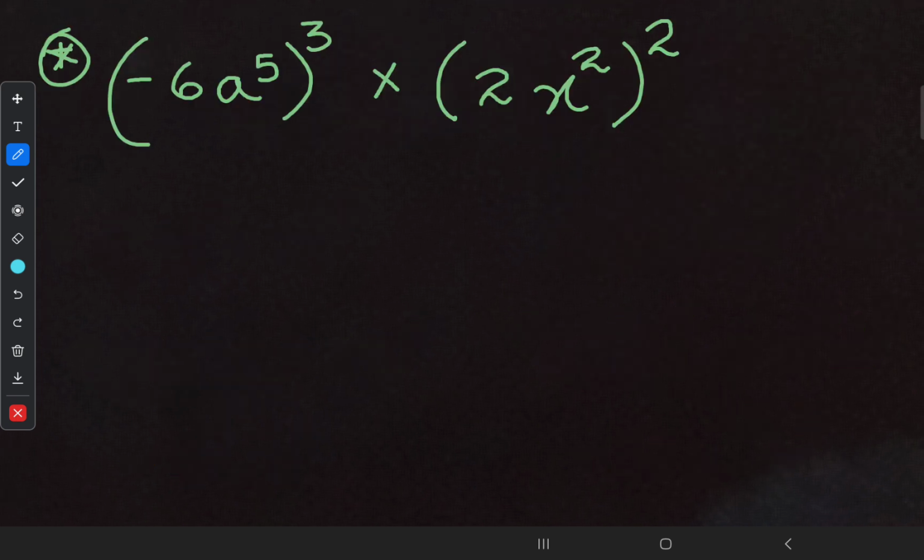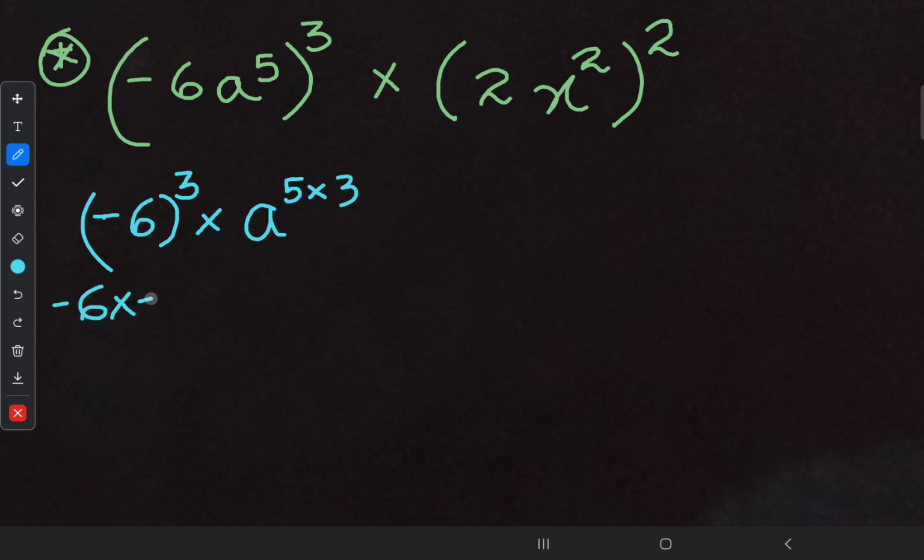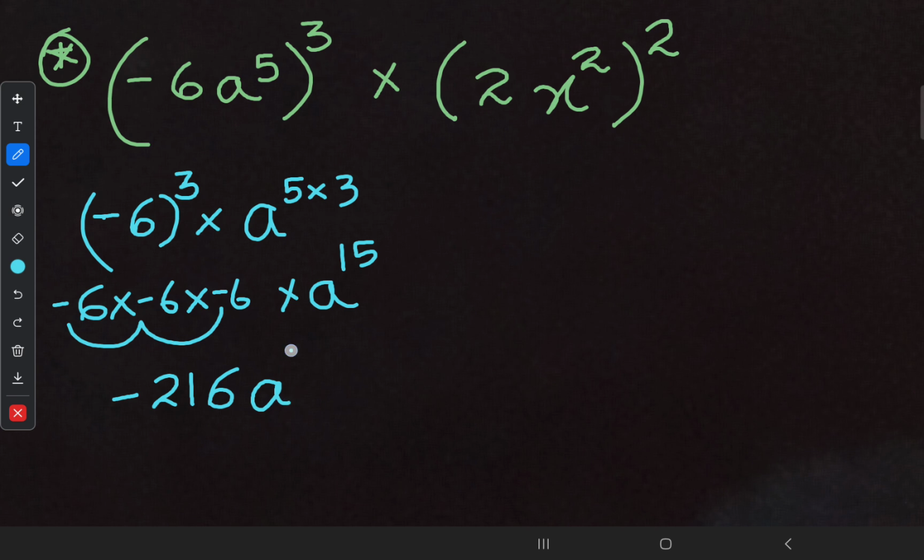Here, negative 6. Okay, let's expand the first expression first. (−6)³ multiplied with a to the power of 5 times 3. So (−6)³ means negative 6 into negative 6 into negative 6, multiplied with a to the power of 5 times 3, it should be 15. So negative into negative is positive, positive into negative is negative. Negative 216 a to the power of 15. This is the way you have to solve your first expression.